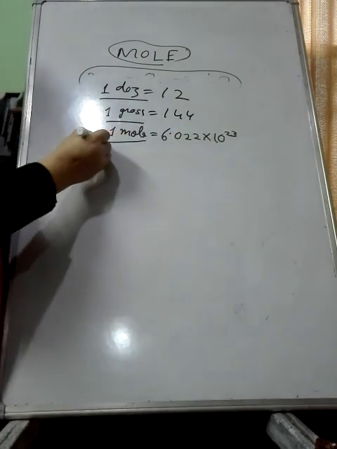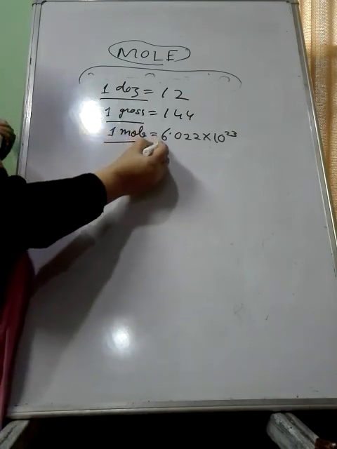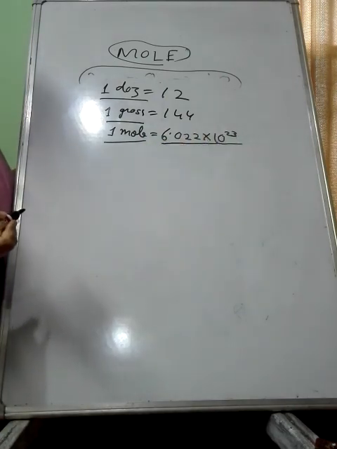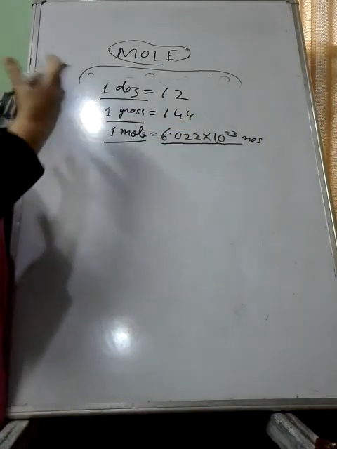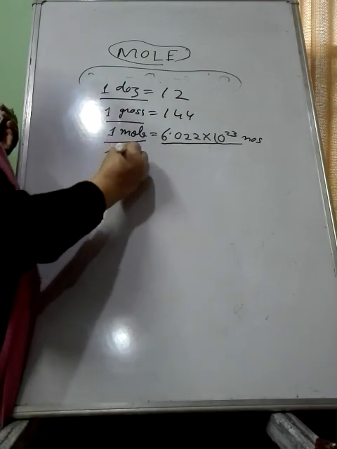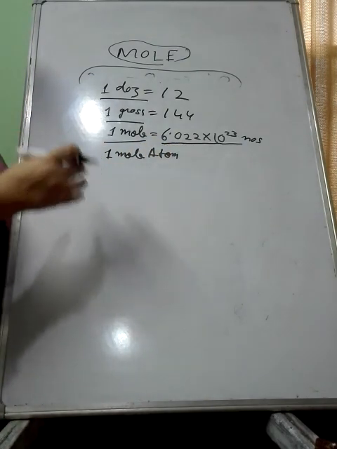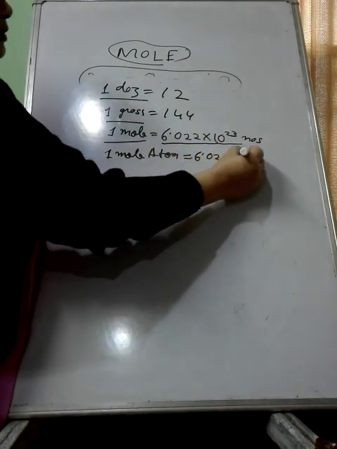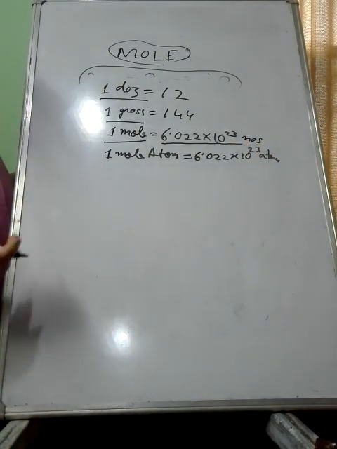So if I tell you that 1 mole of trees are there in this jungle, it means there are 6.022 into 10 to the power 23 trees in that particular jungle. So 1 mole means this many. In our concept we are dealing with atoms and molecules. So 1 mole of any atom, hydrogen, oxygen, nitrogen, whatever, always contains 6.022 into 10 to the power 23 atoms. It may be hydrogen atoms, oxygen atoms, or nitrogen atoms.